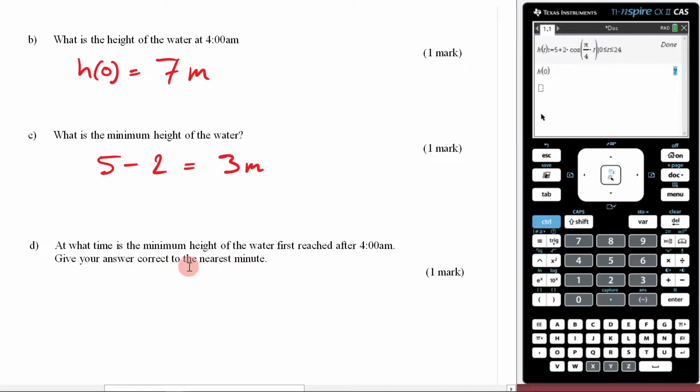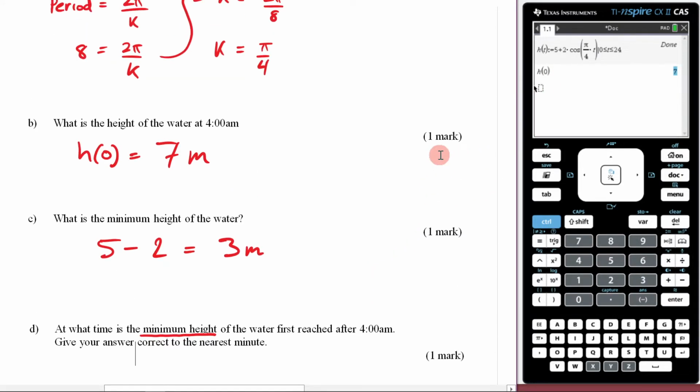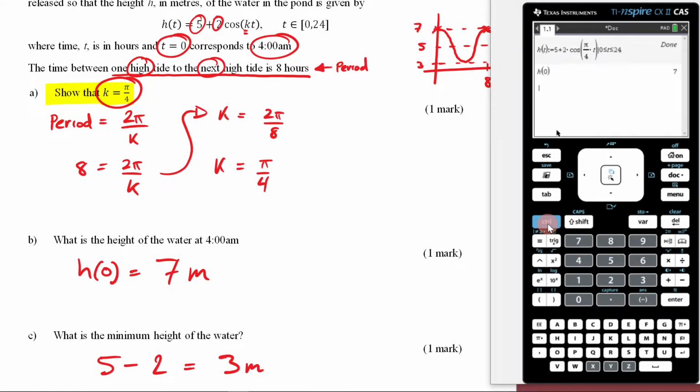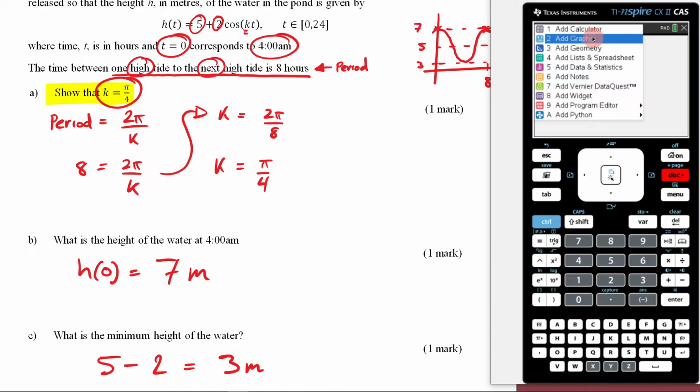The next one, at what time is the minimum height of the water first reached after 4 a.m.? So this is where it becomes helpful to have a visual in your head. You could give it a nice little sketch here, or you could come and draw it like this. You could go control here, add graph.